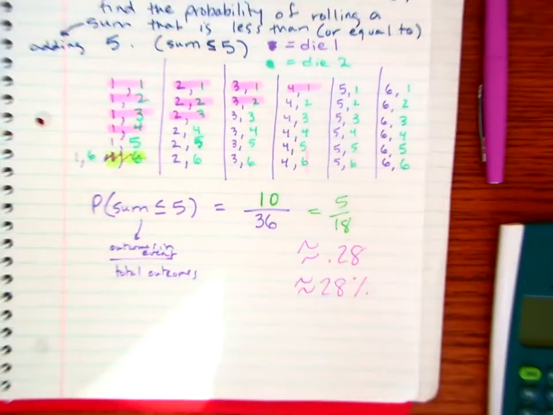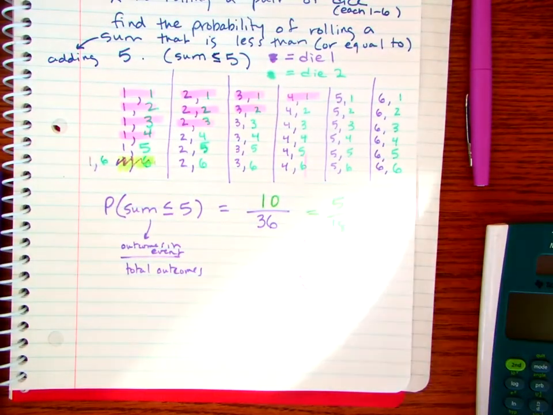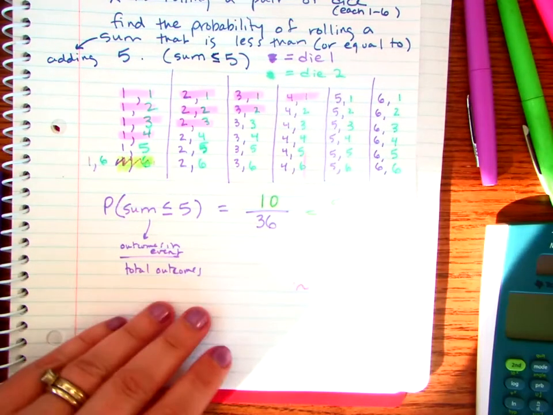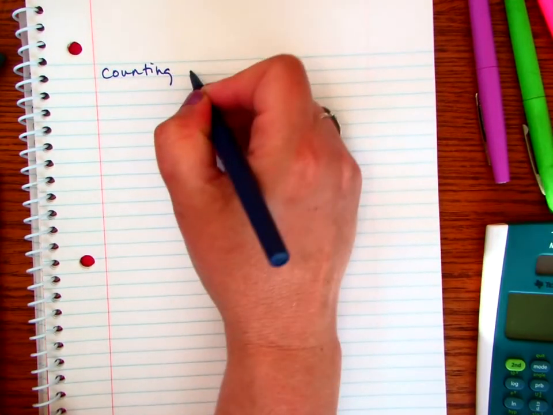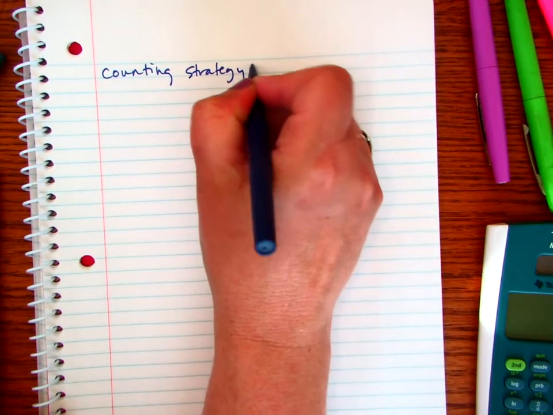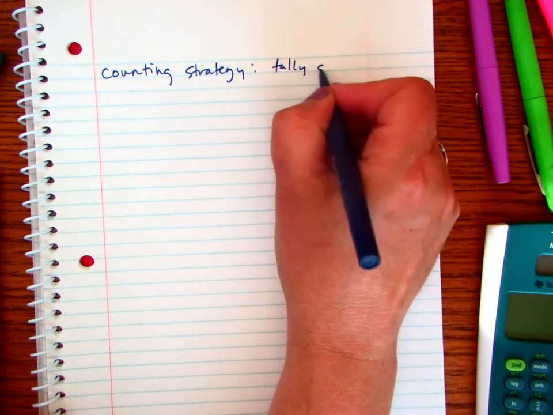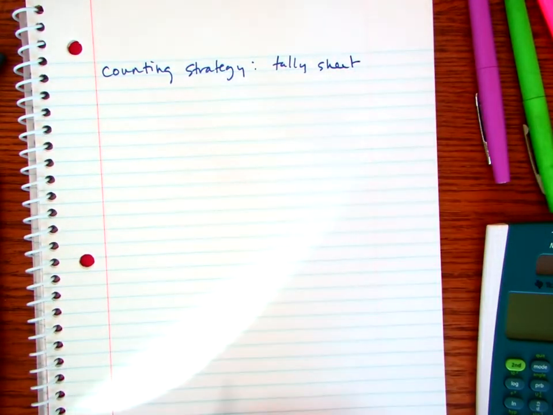That's probably the one that's going to take the longest amount of time. So the second one I'm going to do is a counting strategy you're probably pretty familiar with, just using a tally sheet. You might use this a little bit more when it was theoretical. Okay, so, experimental probability.